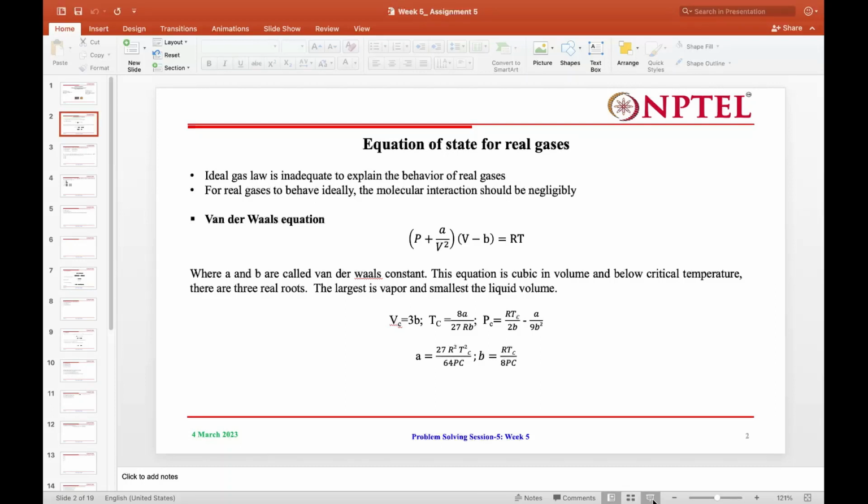So how much? 68.30 into 10 to the power 5 Newton per meter square, right. So converting into bar, it's 68.30 bar, right. So 1 atm is equal to 1.01325 bar, which is equal to 1.01325 into 10 to the power 5 Pascal or Newton per meter square. This is the conversion, which is equal to 760 mm Hg, right.